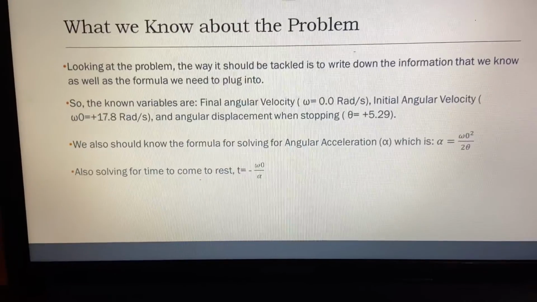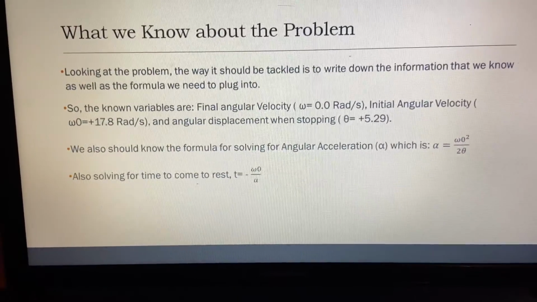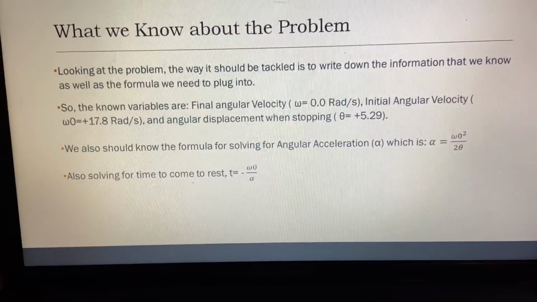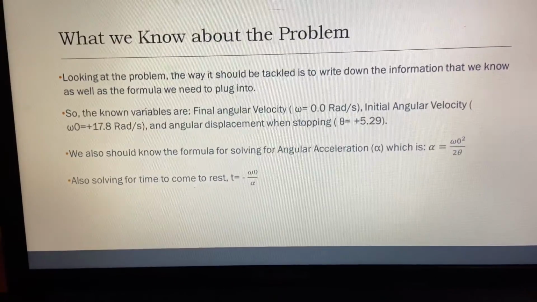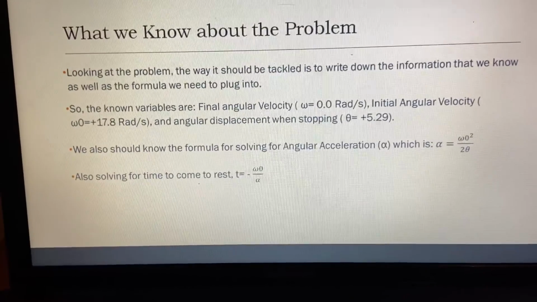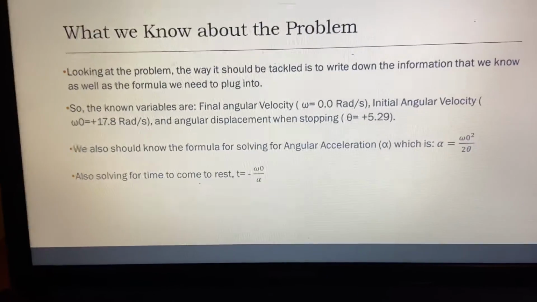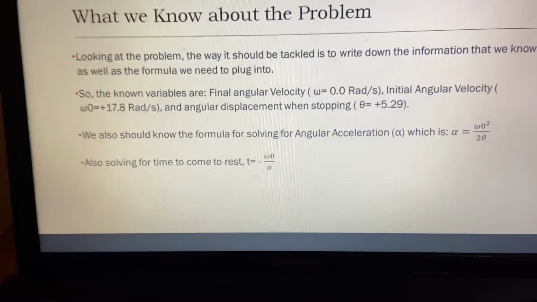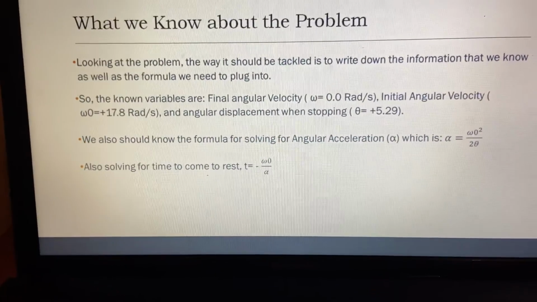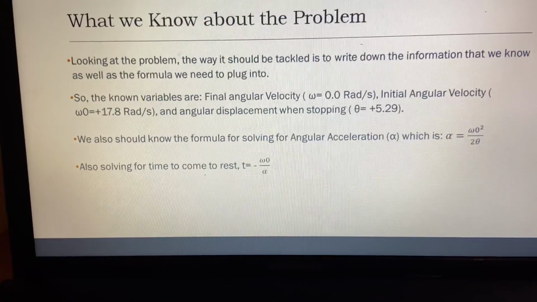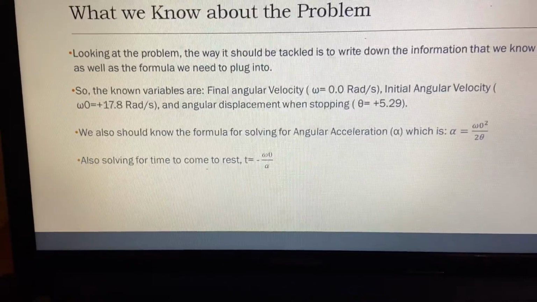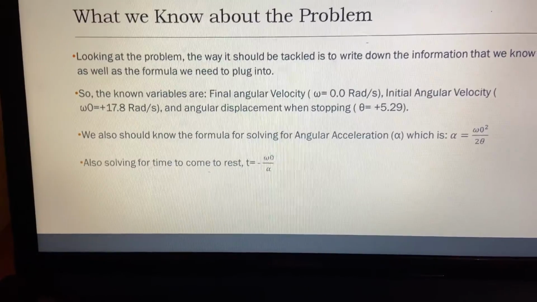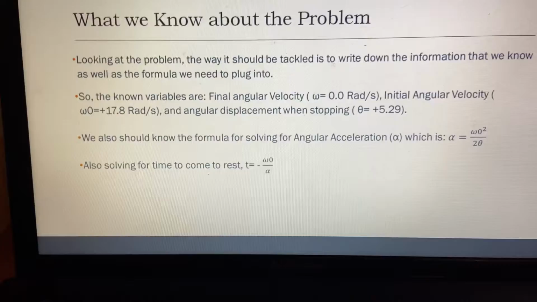So, our known variables, as you see in the second point, are the final angular velocity, which is our tiny w, and that's going to be 0.0 radians a second, because once she comes to a stop, her velocity is going to be 0. Her initial angular velocity is going to be represented with the little w and a circle, so we could call that w-naught or whatever you'd like to call it. And that's going to be positive 17.8 radians a second, because that's the angular velocity she's moving at in a positive direction.